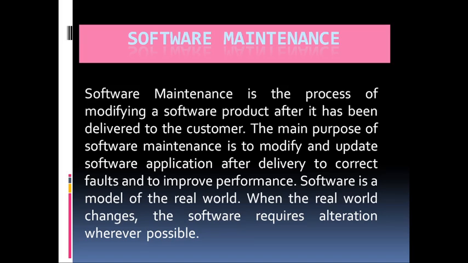Then what are the main reasons for software maintenance, or what is the reason to make these changes? The software has to be maintained or modified, or updates are made in the software after delivery, to correct faults. Certain faults may arise while the client is using the software, and it needs certain improvements or enhancements in performance. Software is a model of the real world, and when the real world changes, or when the real world impacts the software, it becomes necessary to make the required alterations.